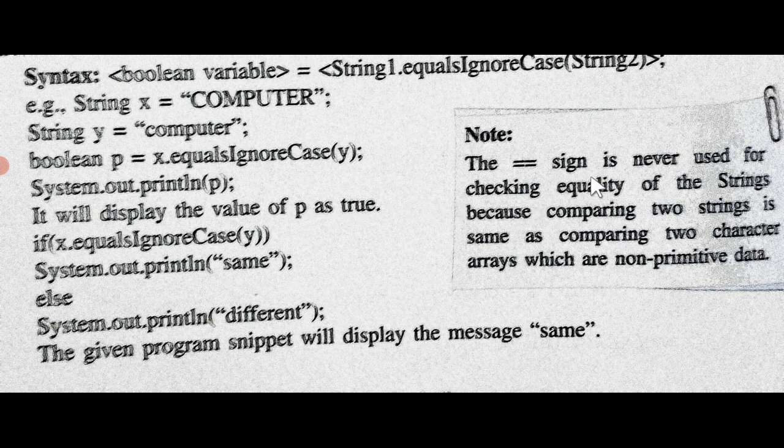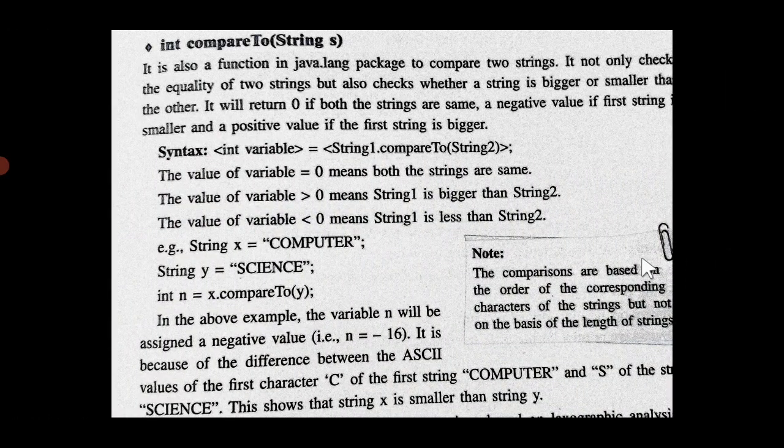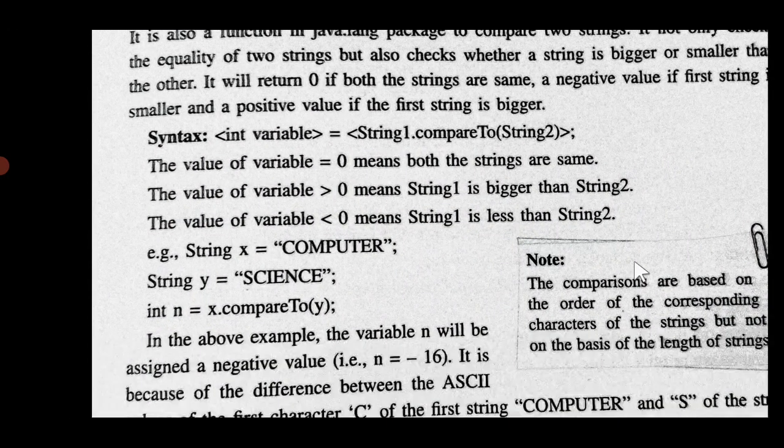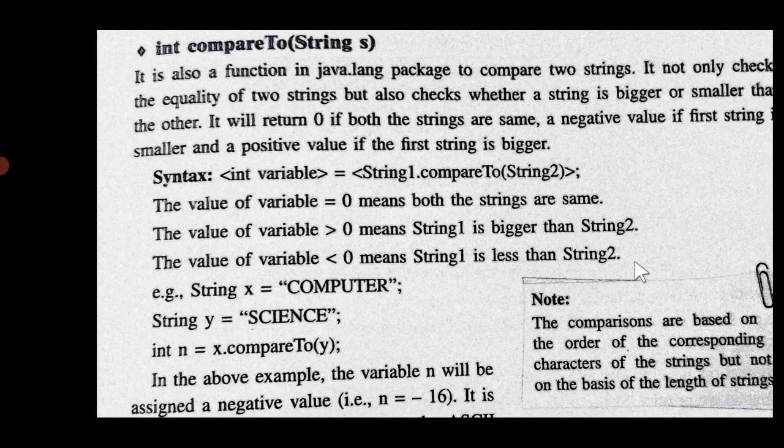The double equal to sign is never used for checking equality of strings, because comparing two strings is same as comparing two character arrays, which are non-primitive data. That's very, very important. After that, students, we have int compareTo, a very important function, and very unique also in certain ways. Here the return type is int. The name of the function is compareTo with capital T, and string s is the argument passed here. It is also a function in the java.lang package to compare two strings.